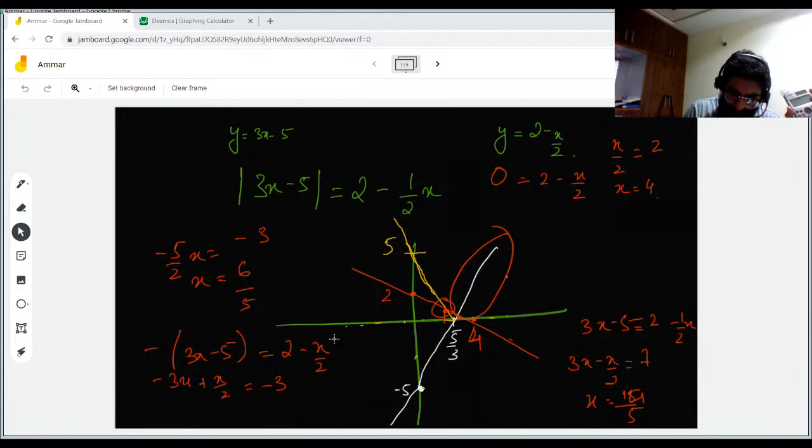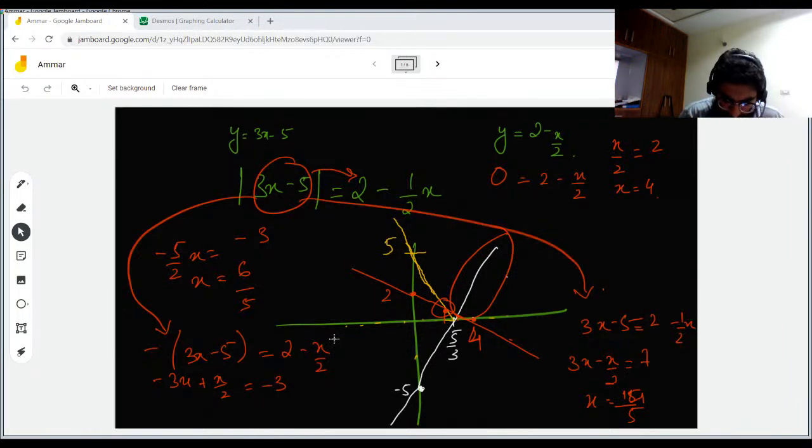So for the first one, once I've got the solution of the lines, I have to put this one as positive and make it equal to this one. And for the second solution, I have to put this one as negative and equal to the right hand side of the equation. Is this one clear? How I got these two?